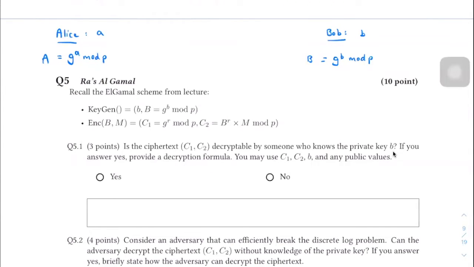All right, let's go over question number 5, which is Random El Gamal. So really quickly to go over El Gamal, we have two people who want to send each other something, Alice and Bob. They're either sending a message or some kind of key that they're going to use later on for symmetric encryption. Alice and Bob both have a private key. For Alice, we'll call that A, and for Bob, we'll call that B.